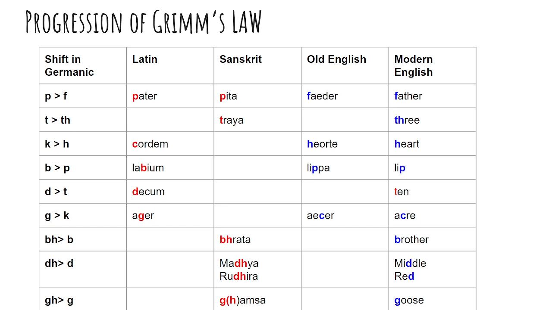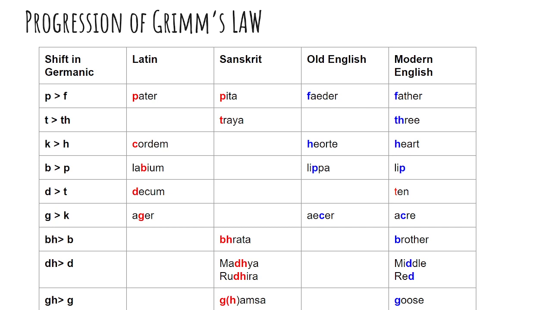In addition to these changes, the aspirated sounds bh, dh, and gh become unaspirated b, d, and g. Let's look at a few examples. The Sanskrit word bhrata becomes Modern English brother, wherein we see bh becomes b. The aspirated dh sound becomes d in Modern English. Madhya becomes middle, and Rudhira is Modern English red, wherein we see the sound becomes d.